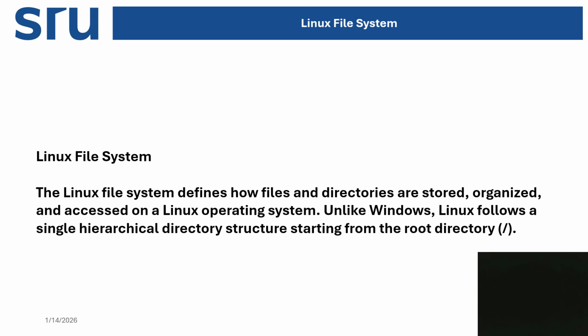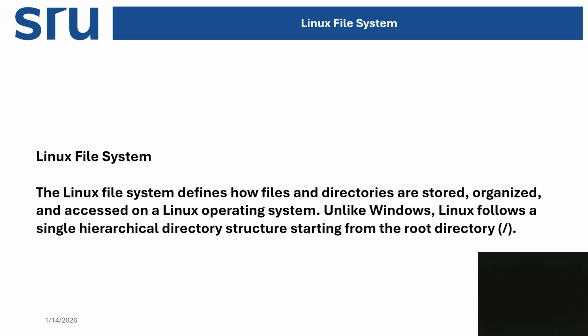Linux file system. Here, each and every file and directory, everything is treated as a file only. That is the main difference between Windows and Linux. In Windows, you can find a set of files, a set of directories, subdirectories, and so on. But here, everything is treated as one file only.